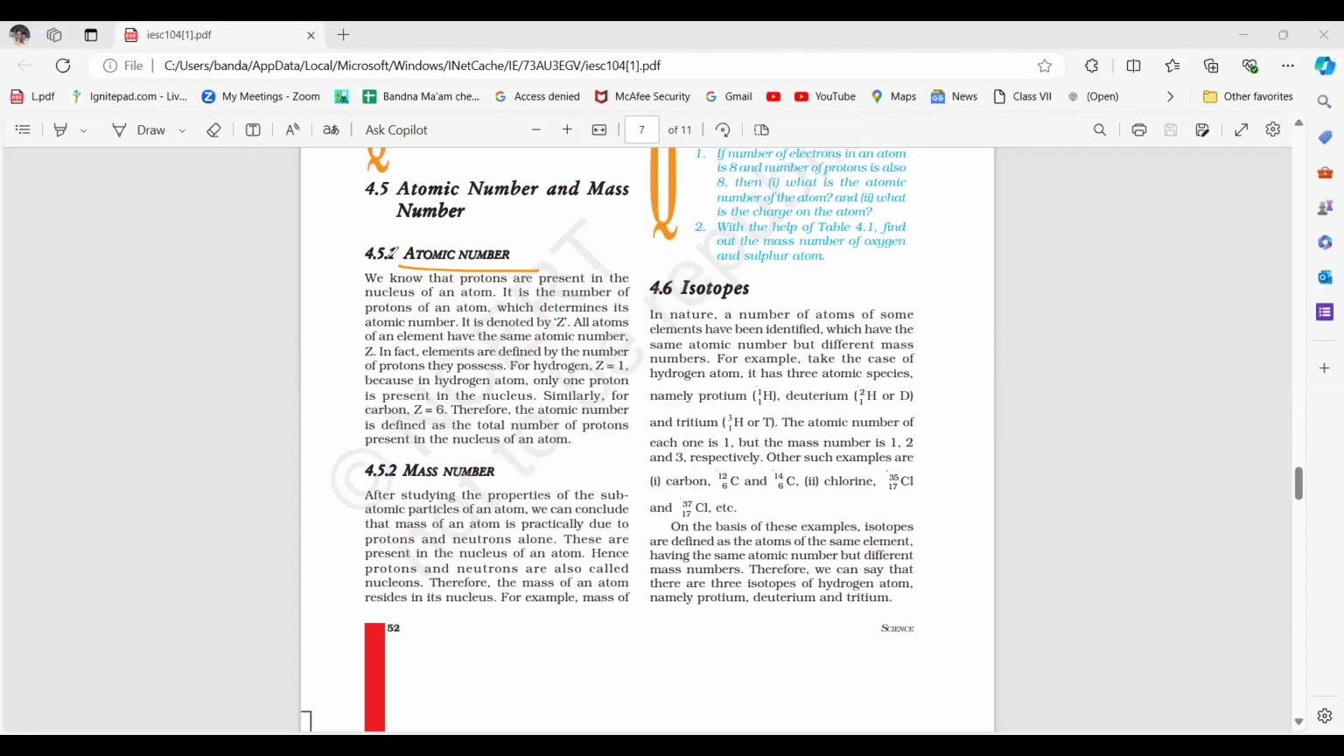Atomic number is what? It is equal to the number of protons in an atom, or rather, in an element. Suppose I am talking about sodium. Sodium's atomic number is 11. So 11 is your proton count as well as electron count. So atomic number means there will be an equal number of protons and electrons present in an atom of the respective element.